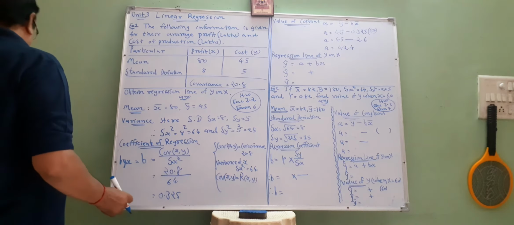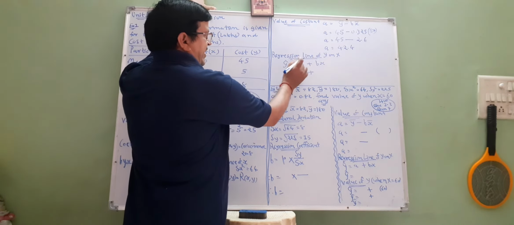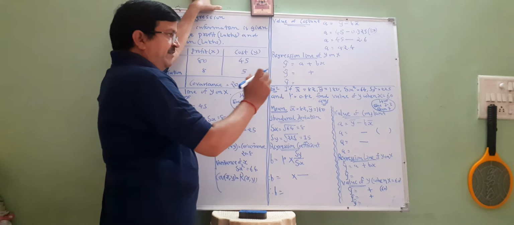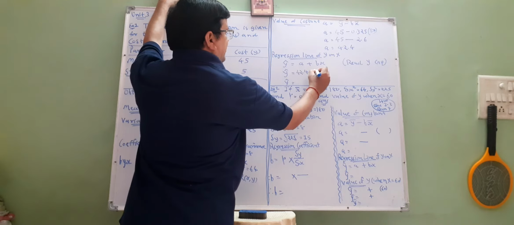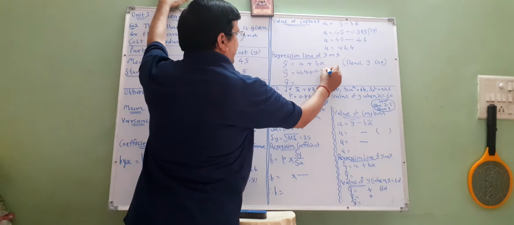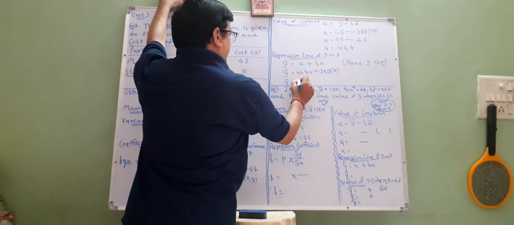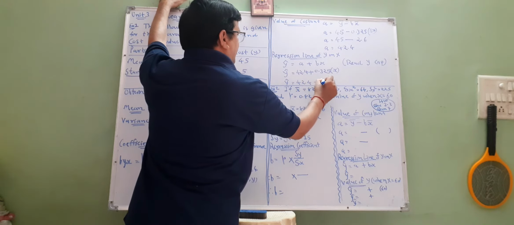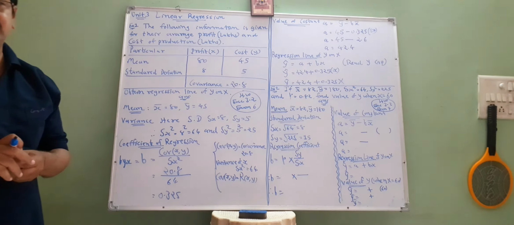And now the regression line of y on x. The formula of regression line of y on x is y cap, read as y cap, equal to A, which is 42.4, plus B, which is 0.325, and x. So the regression line of y is equal to 42.4 plus 0.325x. So this is your answer.